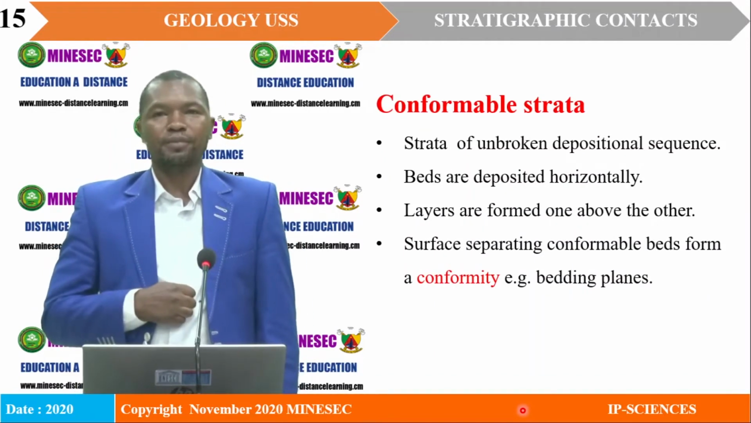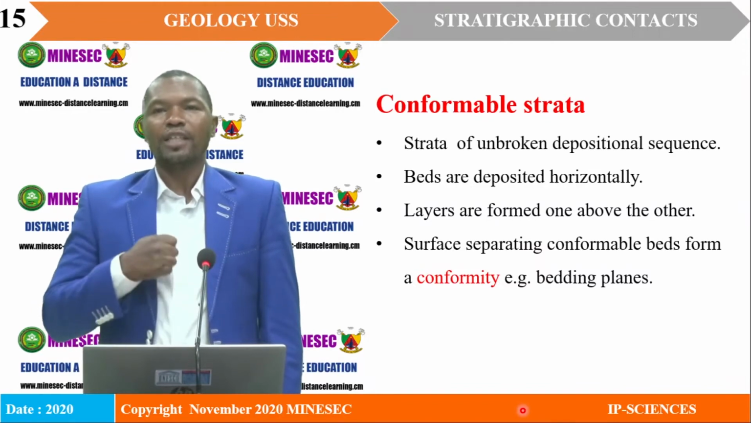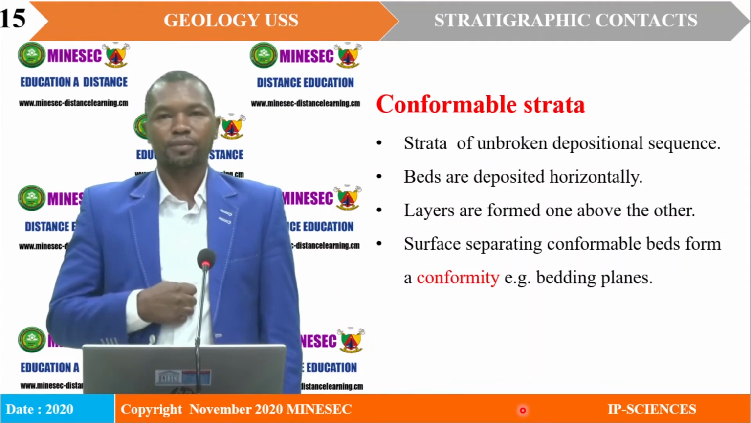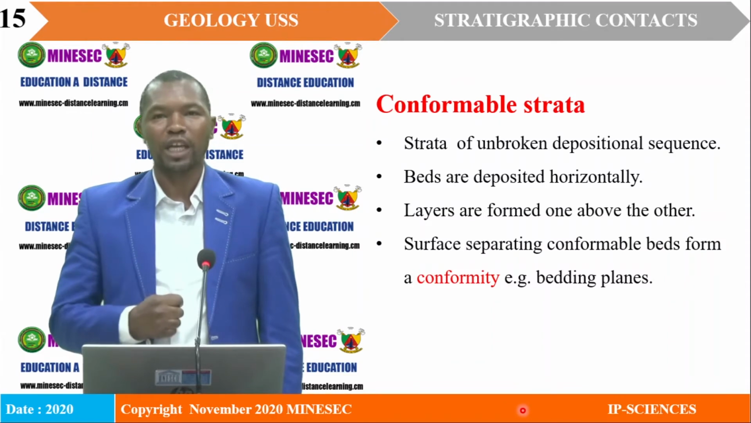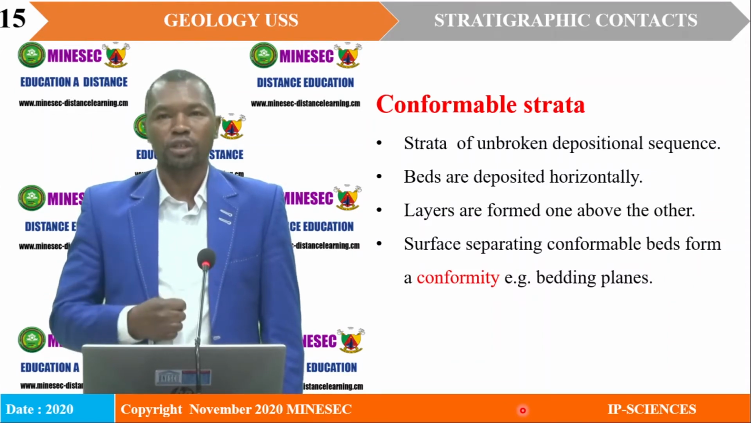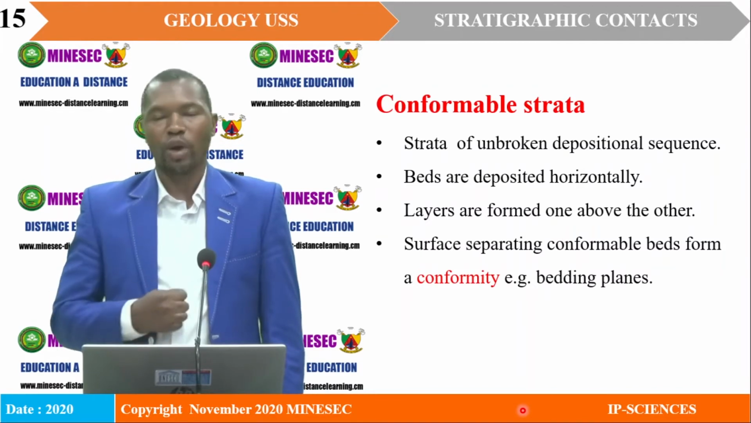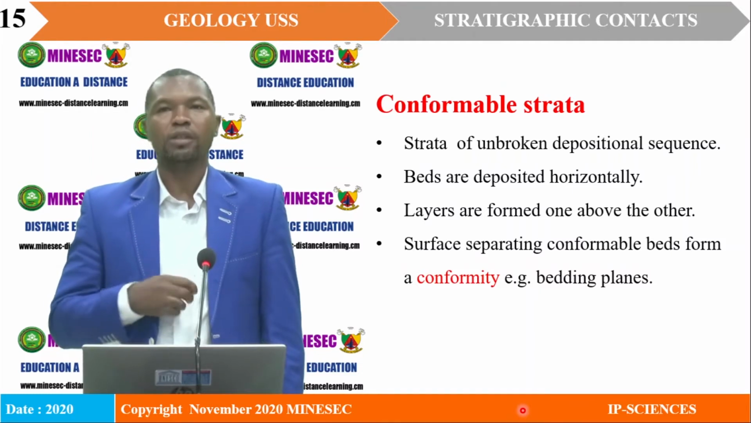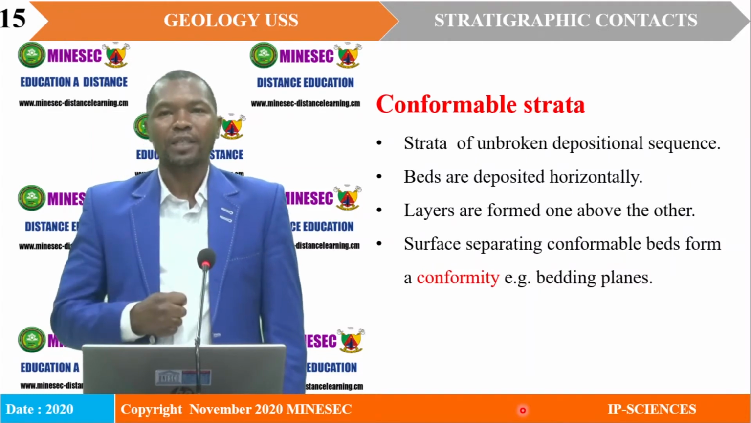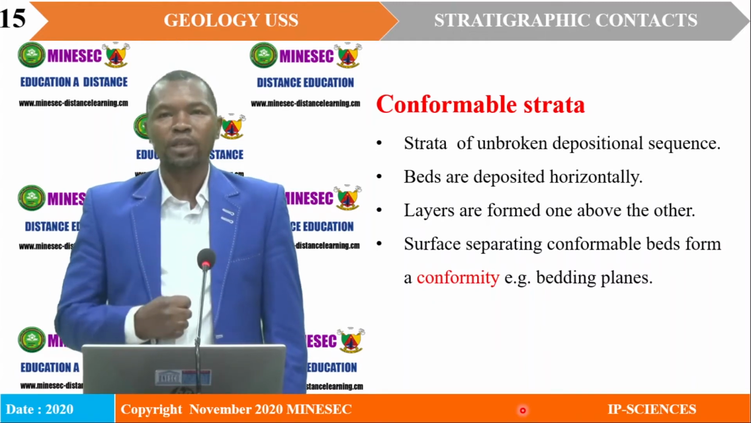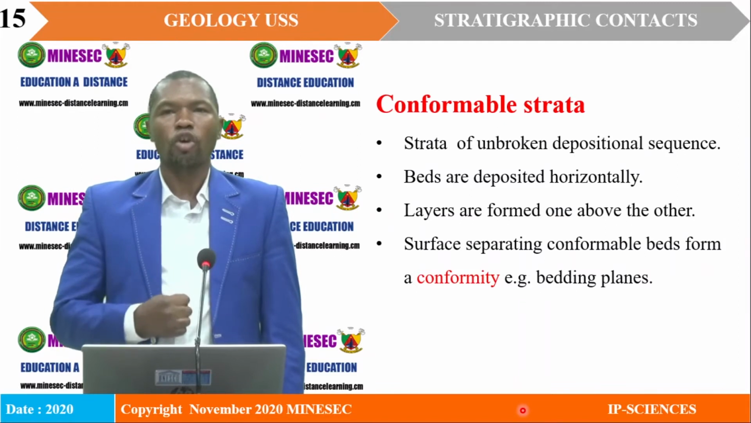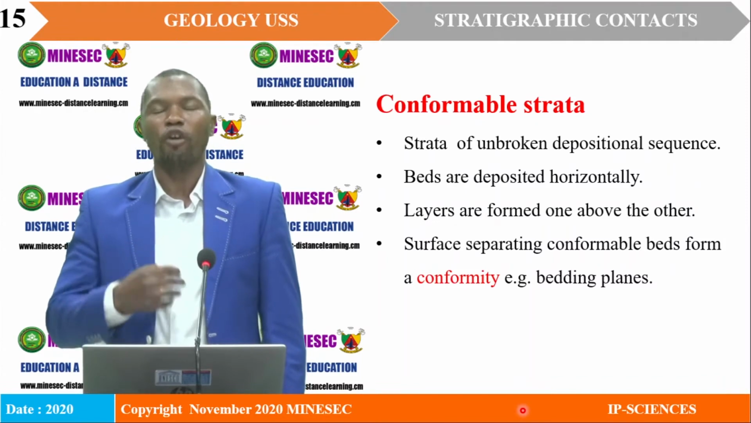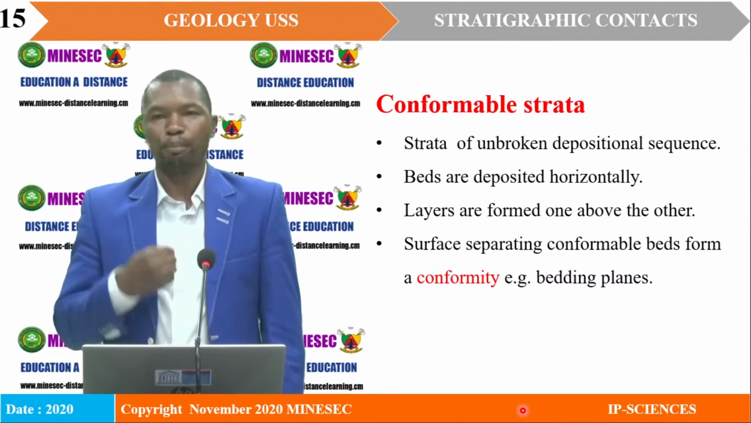Conformable strata. Conformable strata are strata of unbroken depositional sequence. This means that the rocks are deposited horizontally, undisturbed. The layers are found one above the other. Also, the surface separating conformable beds forms a conformity. For example, we have bedding planes.